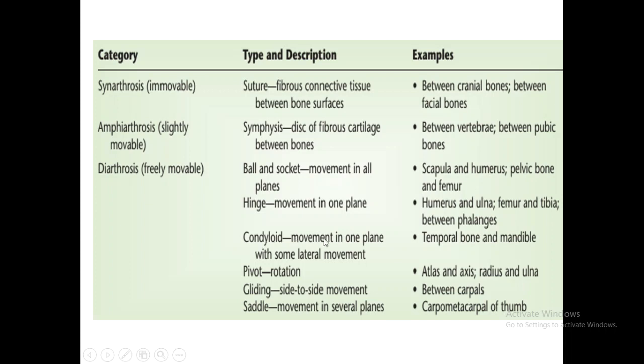movement in one plane with some lateral movement. These are examples: temporal bone and mandible. Pivot, rotation, atlas and axis, radius and ulna. Gliding, side to side movement. Here they are found between the carpals, and then the saddle movement in several planes. This is the carpometacarpal of the thumb.